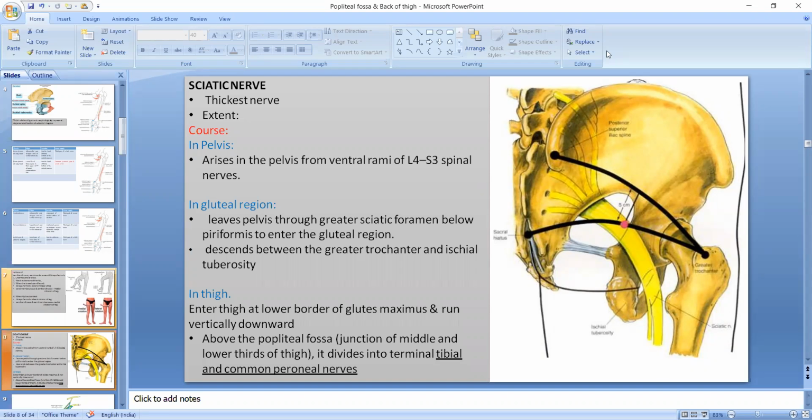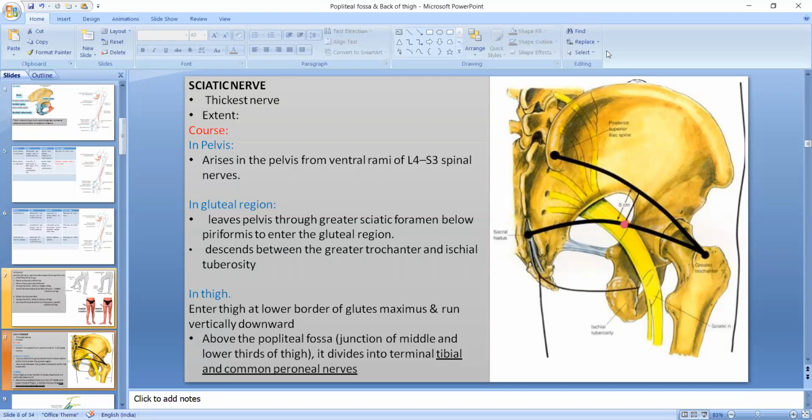Today we are discussing the sciatic nerve. The sciatic nerve is a major nerve of the lower limb, and it is a thick, flat band, 2 centimeter wide, and it is the largest nerve in the body. What will be the extent? The nerve root will be L4 to S3.